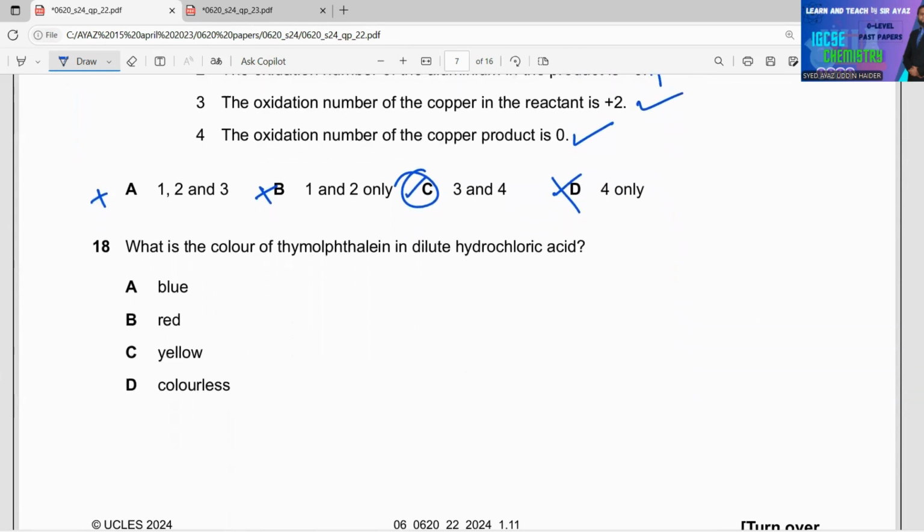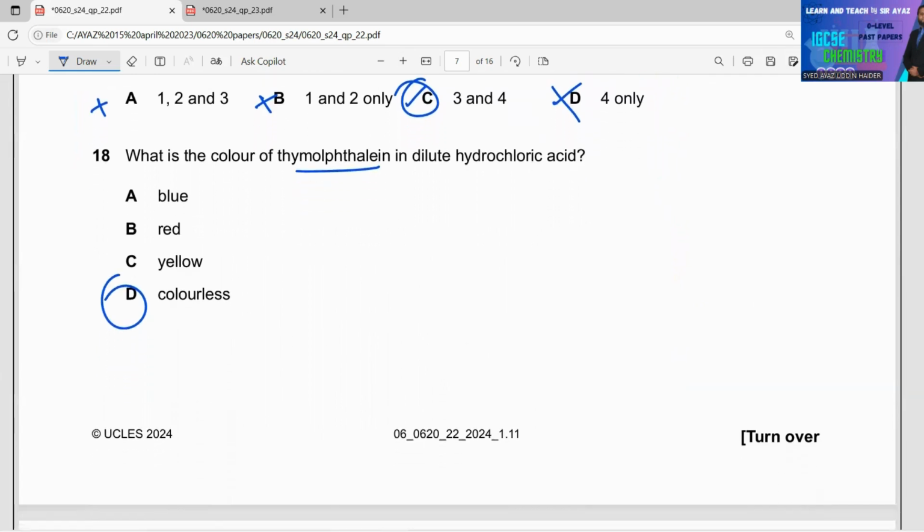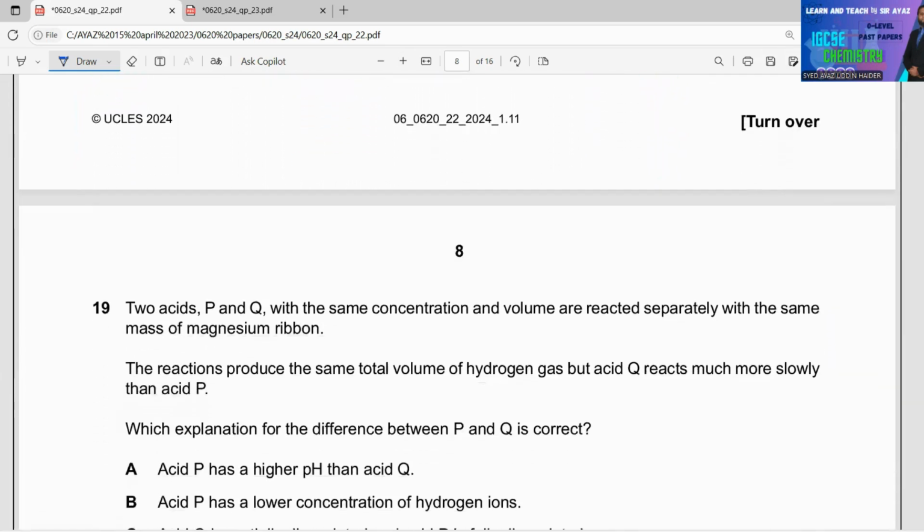Number 18. What is the color of thymolphthalein in dilute hydrochloric acid? This is something which you have to learn. So in acids, thymolphthalein is colorless. So P must be the right answer in this case. Moving to the next MCQ, 19.